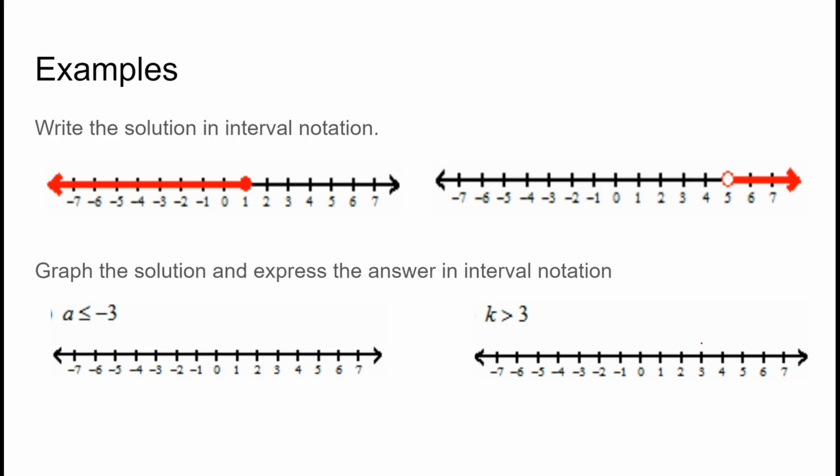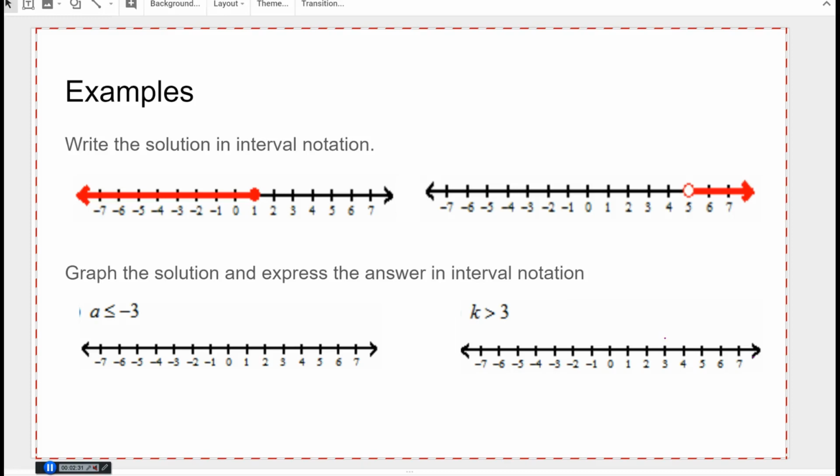Write the solution in interval notation. I always recommend marking up the graph so that you can see. So when we look at this graph, I see that it's going towards negative infinity. And I see that it's a closed circle, which means it's going to be a bracket. Now, negative infinity comes first because we always go from left to right, and it always has a parenthesis. And the next number is 1, and it's a closed circle, so it's a bracket. And that's the solution in interval notation.